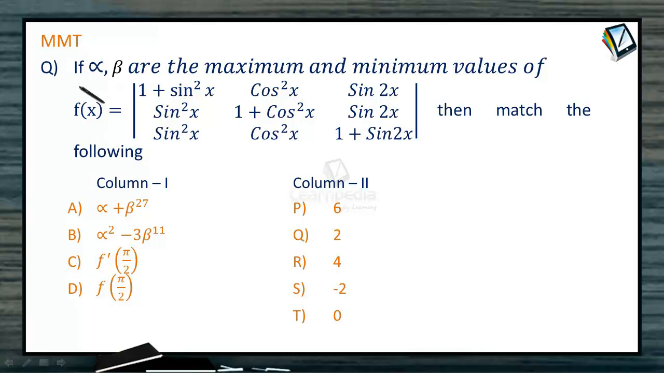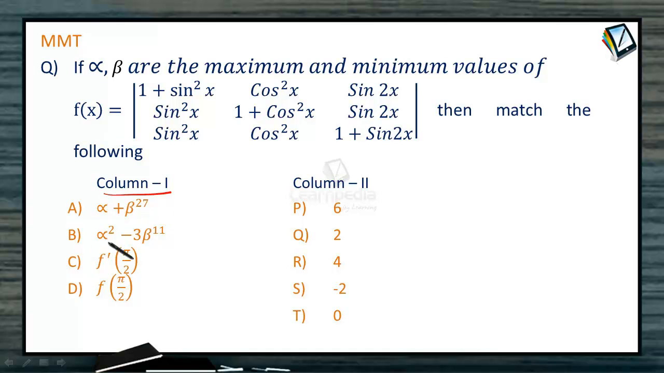Now the question is, if alpha and beta are the maximum and minimum values of the determinant f of x, which is 1 plus sine square x, cos square x, sine 2x; sine square x, 1 plus cos square x, sine 2x; sine square x, cos square x, 1 plus sine 2x. Then match the following. Under column 1 we have A as (alpha plus beta) power 27 value.